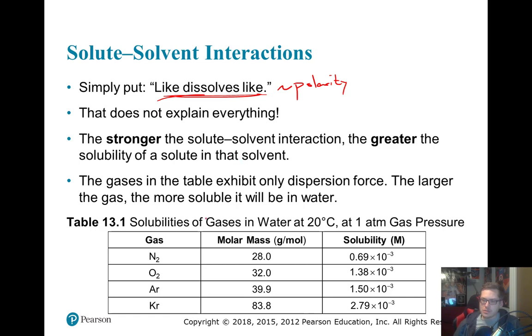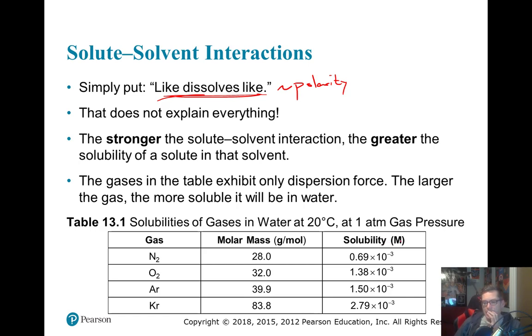So here we've got nitrogen, oxygen, argon, and krypton. All of these only have dispersion forces. Remember, our dispersion forces increase as we increase molar mass, and so we've got these increasing molar masses as we go this way. These are non-polar, and so they're not very soluble in water, and we can see this here. They only dissolve in 0.00069 moles of nitrogen per liter of water. So that's not very much at all.